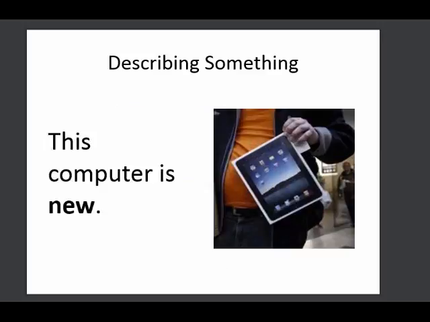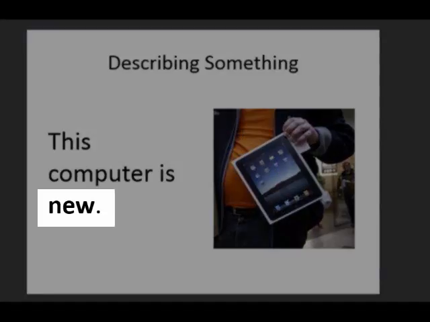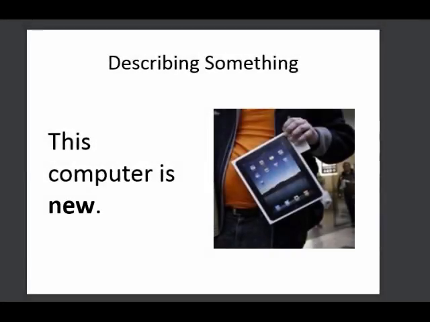This computer is new. So we are describing the computer. What is the computer? The computer is new. Here we use the noun computer and we use the be verb with an adjective, is new.